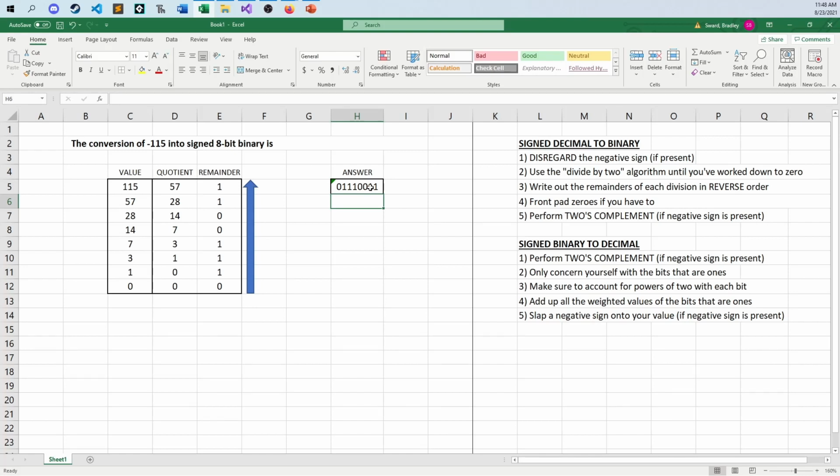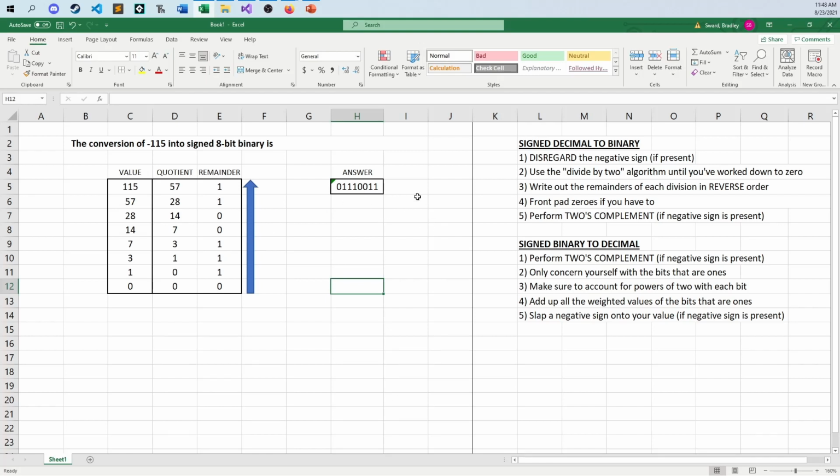And so 1, 2, 4, 8. Yep, this is exactly right. This is a positive 115. Because this bit is a 0, that screams out positive to me, because that's the difference here. When I'm dealing with signed binary, I have to look at the leading bit, the most significant bit, and make a decision off of that. And so this is screaming out, this is positive 115.